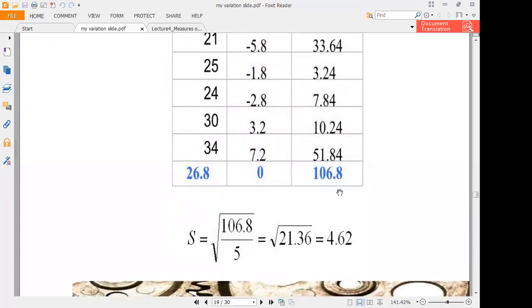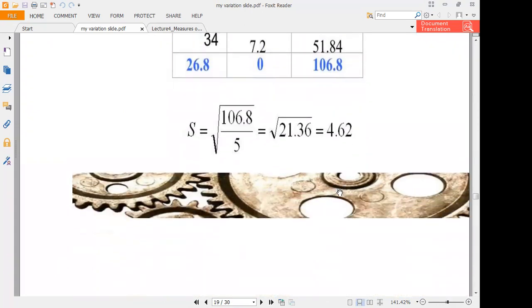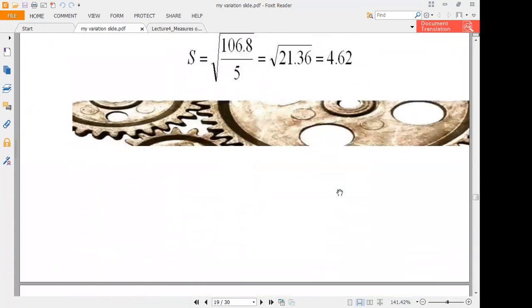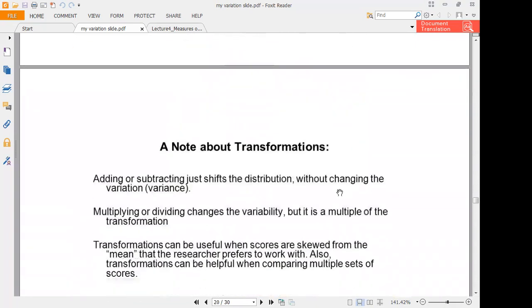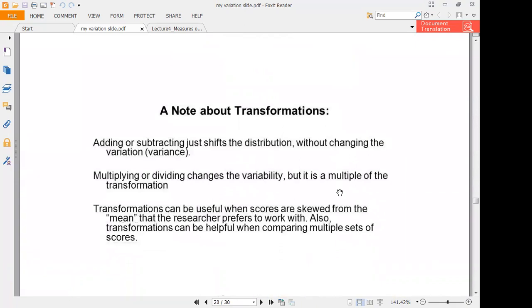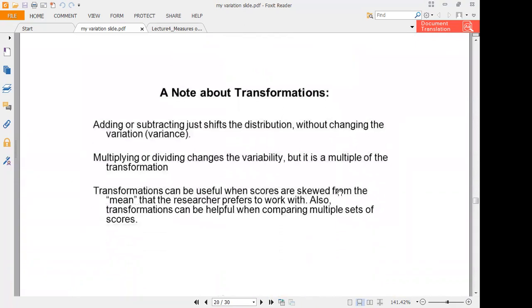So that's what I actually wanted to show you here: either you use the first formula or you use the raw method, you will still get the same answer. So that is a very simple, logical way to calculate the standard deviation and variance.